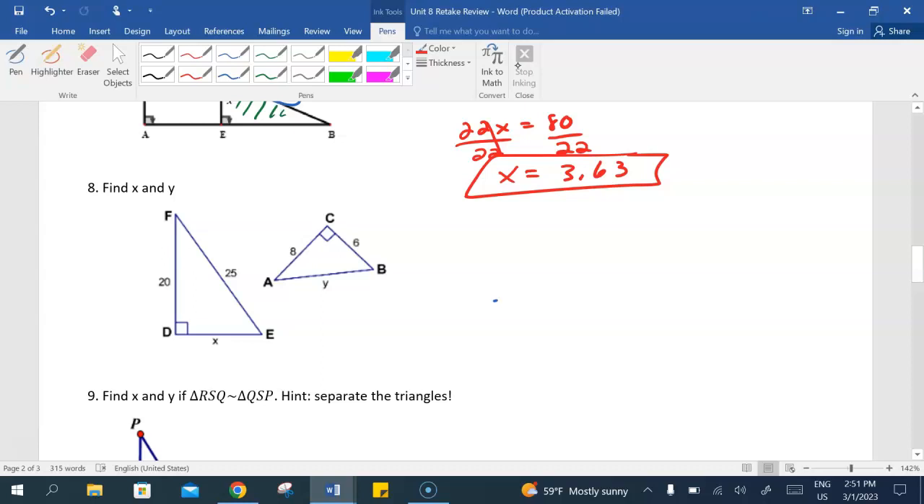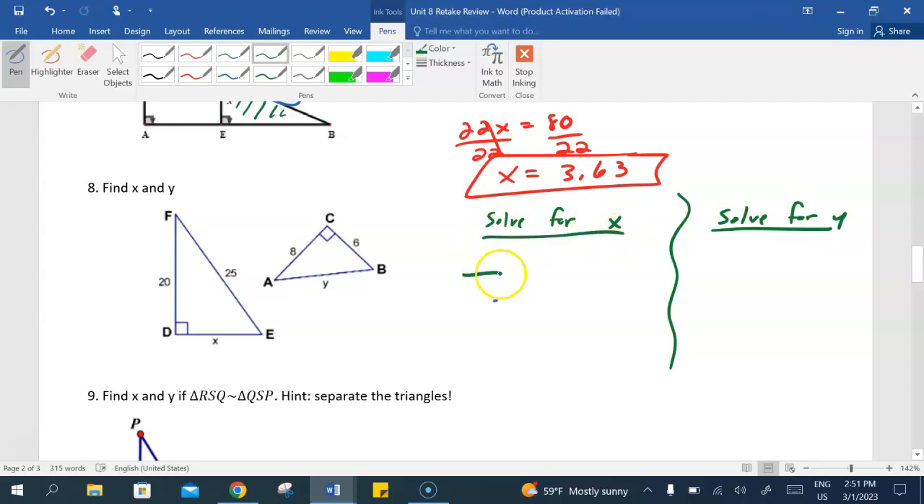All right. Similar to number 8, we're going to find x and y, so we have 2 unknowns here. So you're going to do 2 different ways. You're going to solve for x, and then you're going to solve for y. Okay, so you're going to have 2 different proportions. So I know that, let's see, what am I given? This side, the second one is rotated, will correspond with 20 over 8.